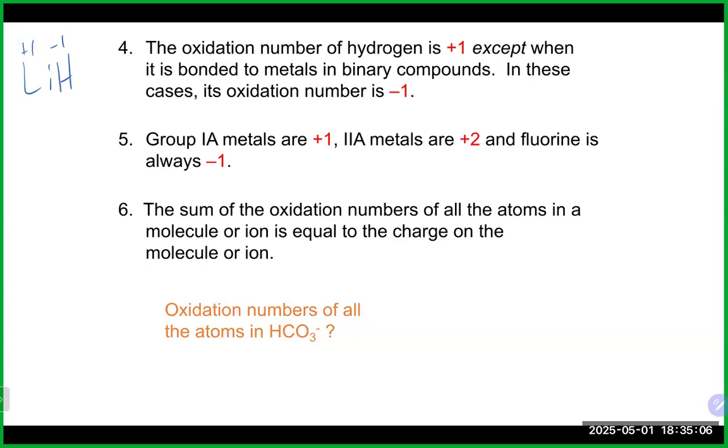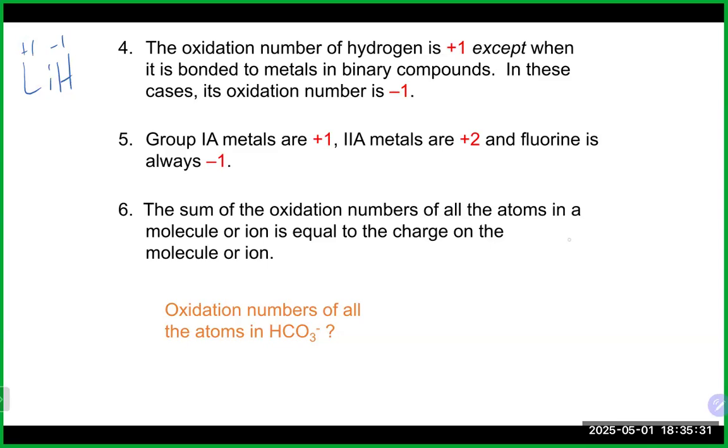Fluorine is -1. Now, when you add up all of the oxidation numbers, they need to equal the charge on the molecule or ion that you have. Obviously, if you have a neutral molecule, then they all need to equal 0. If you're doing it for a polyatomic ion that does have a charge, all the oxidation numbers need to add up to the charge that's on there.